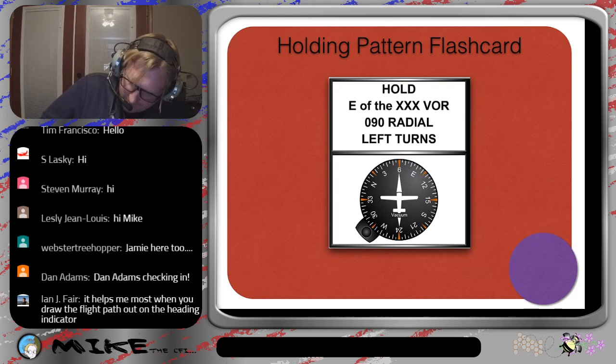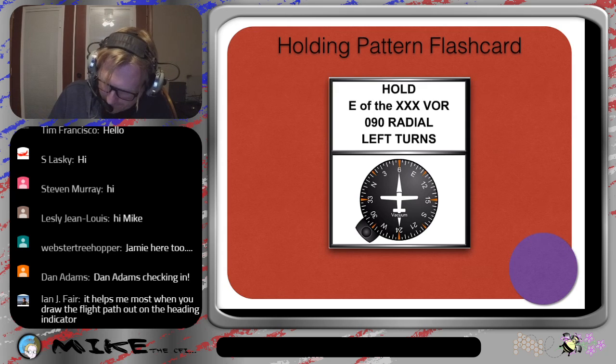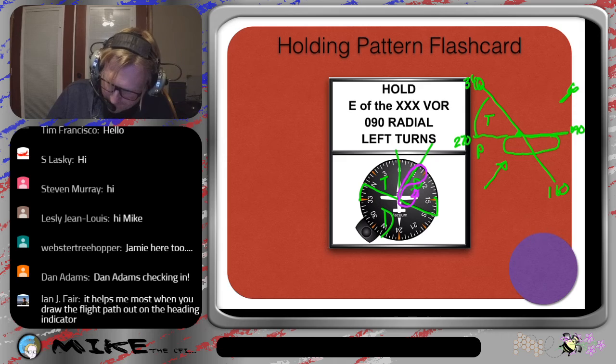And talking about drawing the flight path there, this would be your flight path approaching the VOR there, coming from the bottom.